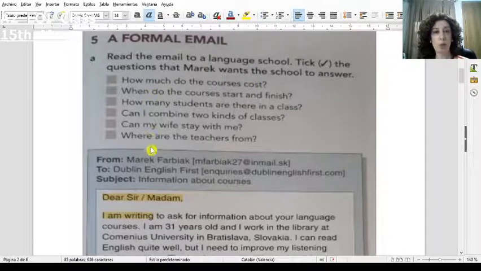Then, which are the questions? How much do the courses cost? When do the courses start and finish? How many students are there in class? Can I combine two kinds of classes? Can my wife stay with me? Where are the teachers from? Are they native teachers or not? Then we're going to read, and you have to tick which of these questions are dealt with here. Then, let's see.